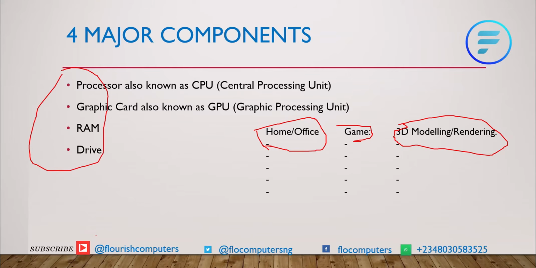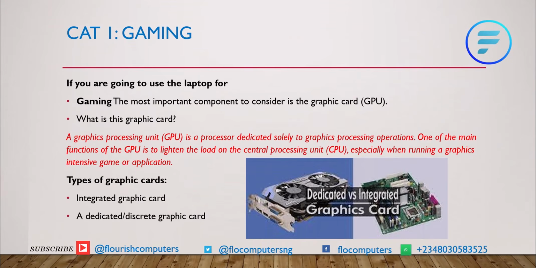in the next slides. Now, let's start with gaming, category one. If you are going to buy a laptop, or you want to buy it for somebody who will be running gaming software applications on the laptop, the most important component to consider is the graphic card, the GPU. Among the four components that I listed above, the first thing to put into priority, the most important one, is your GPU.